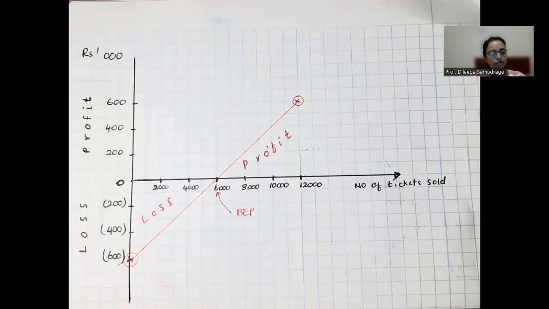So I hope you don't have any questions up to now. Students, do you have any questions regarding the profit chart?